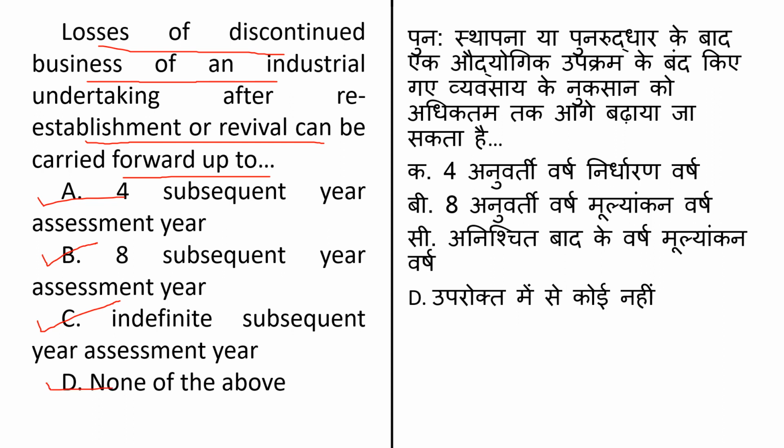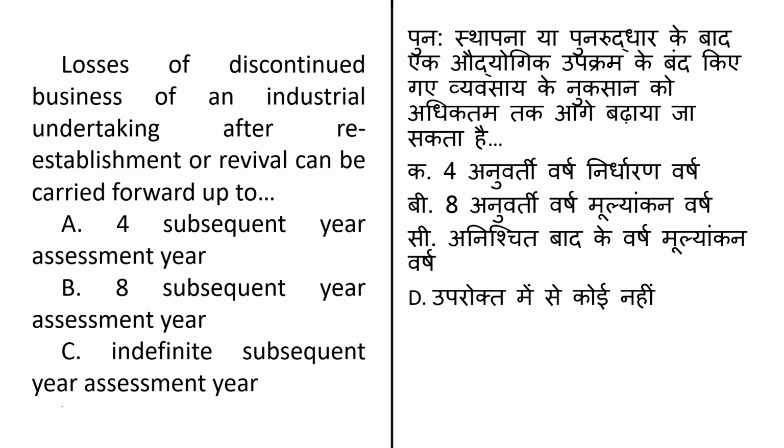Now here the business losses can be carried forward and set off in the subsequent years even if the business has been discontinued. The loss from the specified business that are allowed investment-linked deduction under section 35AD of the Income Tax Act can be set off against the gain from only the specified businesses. The correct answer here is option number B, that is 8 subsequent assessment years.